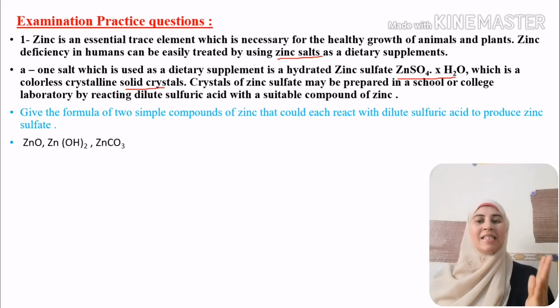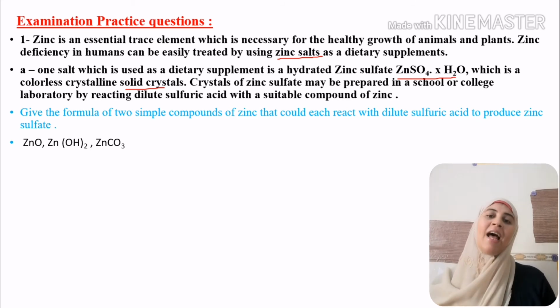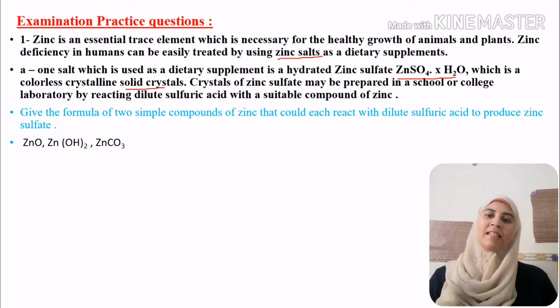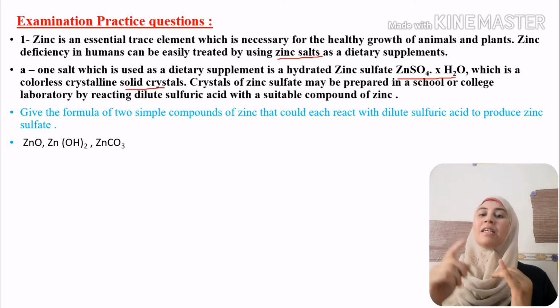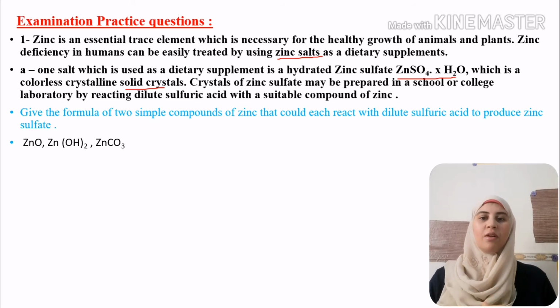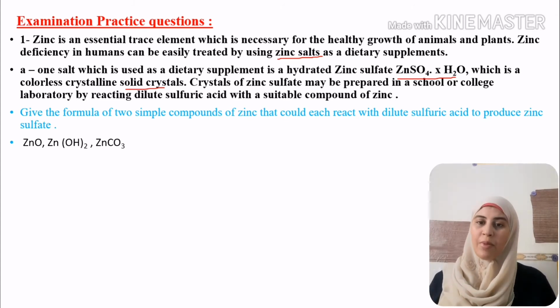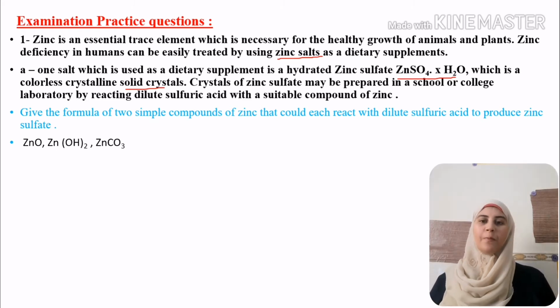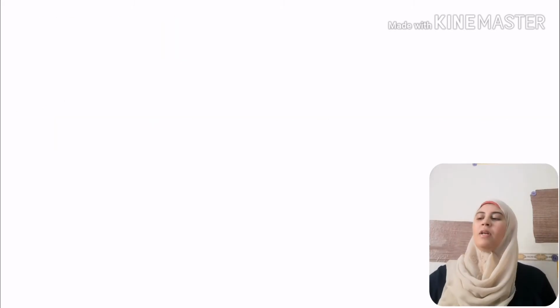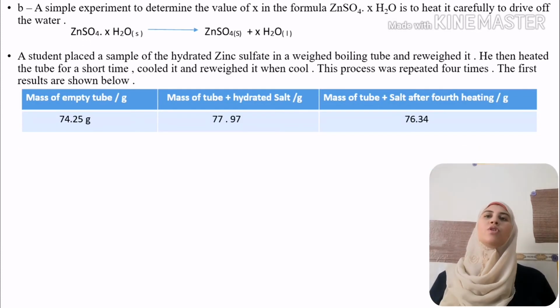By reacting zinc oxide or zinc hydroxide plus sulfuric acid, we will have zinc sulfate plus water. By reacting zinc carbonate plus sulfuric acid, we will have the salt zinc sulfate plus water plus carbon dioxide. So the answer may be zinc oxide or zinc hydroxide or zinc carbonate. Okay, let's move to the next question.